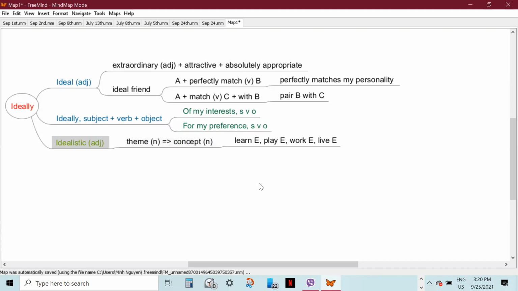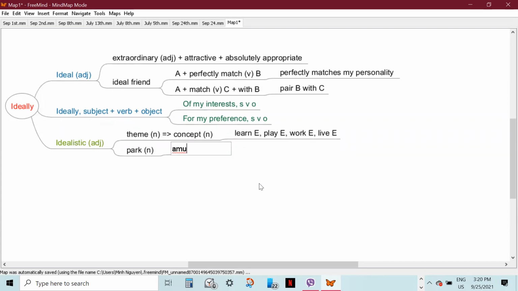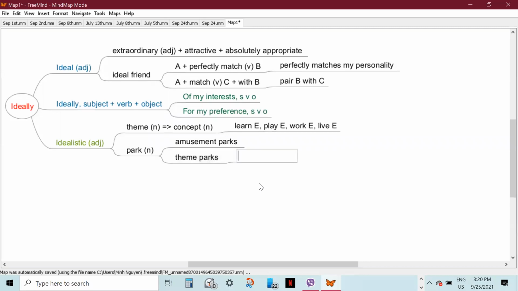Something like this. So idealistic, once you use the word idealistic, it is much more about the theme. For example, Mickey Mouse Park or a famous theme park. We have two kinds of park. First of all, amusement parks in our life, and second of all, theme parks in our life. For theme parks, these kinds of parks are built based on concept, based on themes. So we can say that this is the idealistic theme parks.